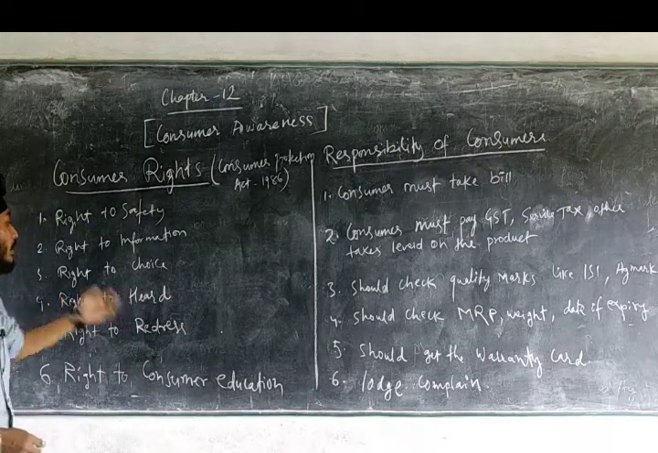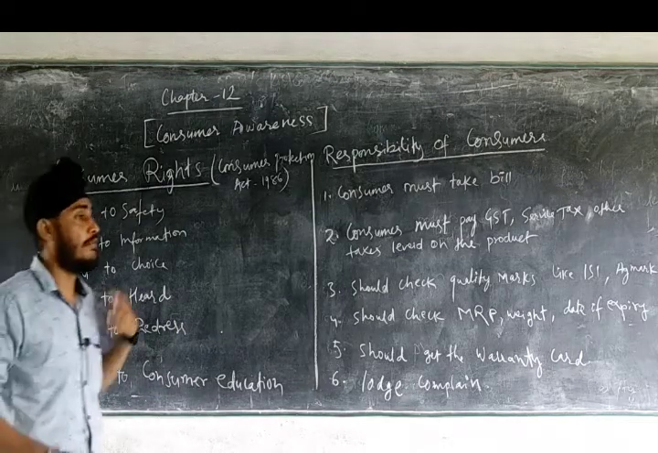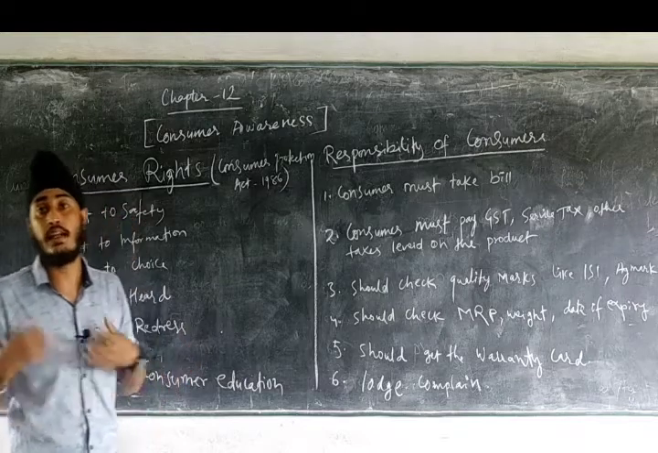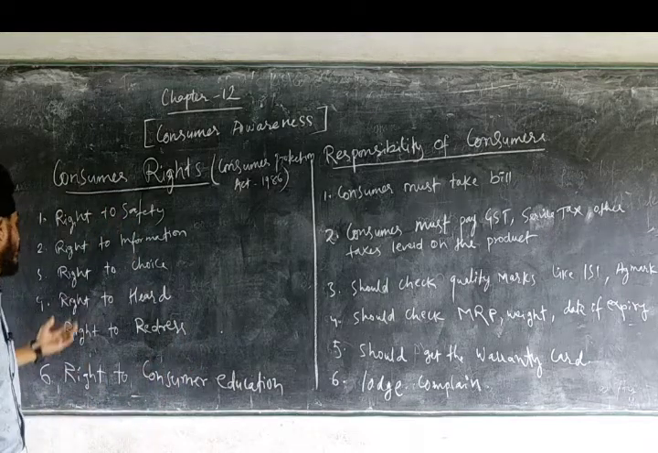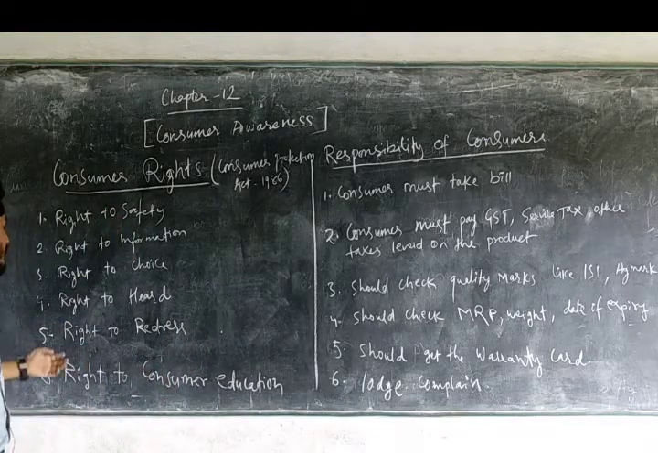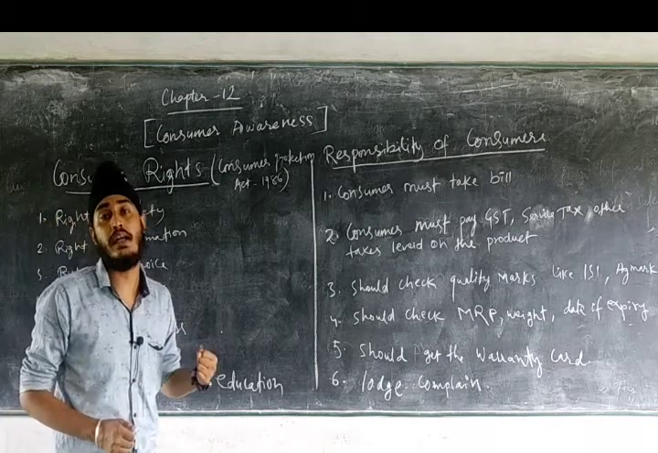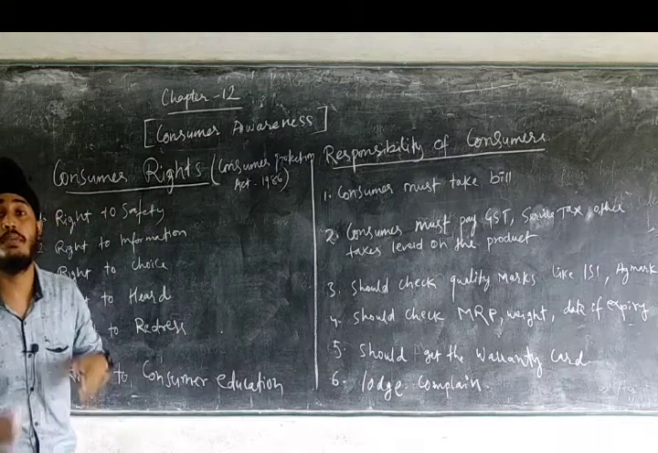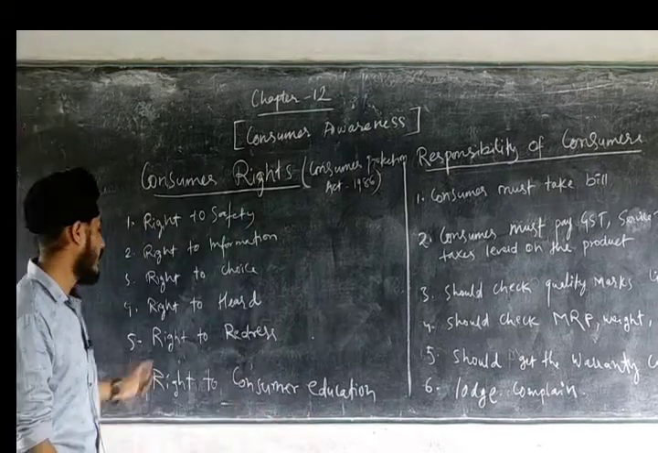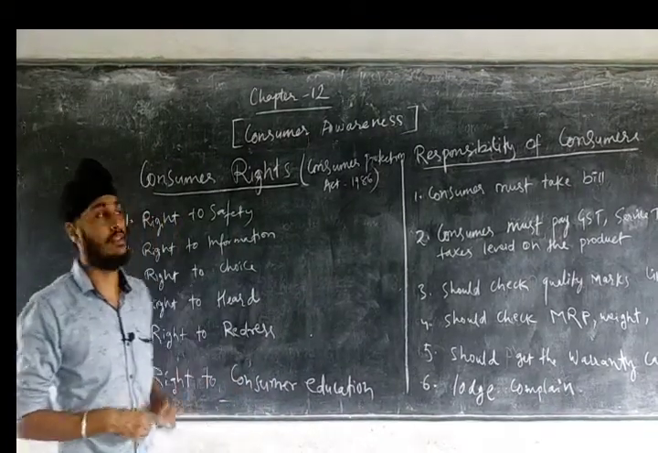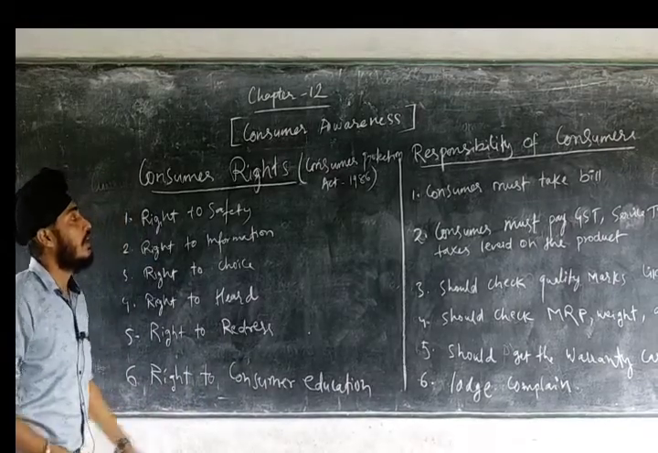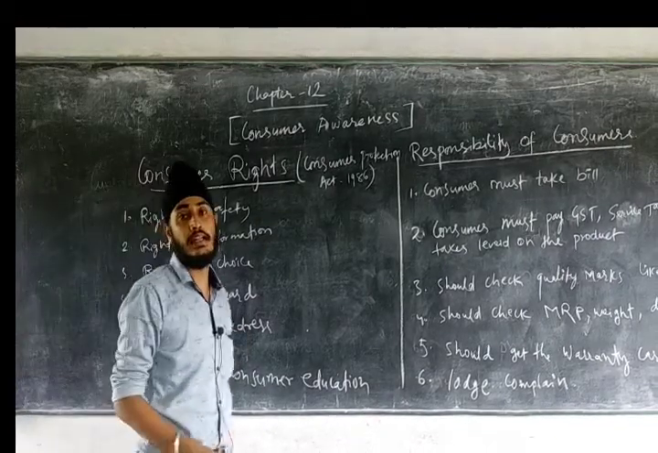Next one, right to be heard. Now right to be heard means the forum should address the complaints of the consumers if they are misled. The next one, right to redress. Now the consumer has a right to file a complaint against those manufacturers or sellers who are misleading and exploiting them. Last one, right to consumer education. So these were the consumer rights under the Consumer Protection Act 1986.